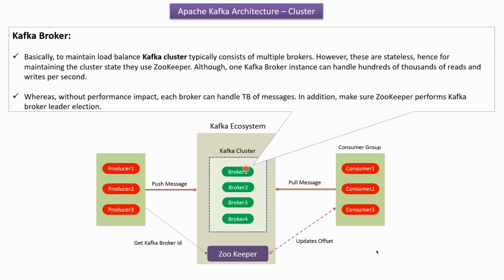Here you can see the Kafka cluster. It has multiple brokers. To maintain load balance, a Kafka cluster consists of multiple brokers. However, these brokers are stateless, so to maintain cluster state, we have to use ZooKeeper. One Kafka broker instance can handle hundreds of thousands of reads and writes per second, and without performance impact, each broker can handle terabytes of messages, and ZooKeeper performs Kafka broker leader election.